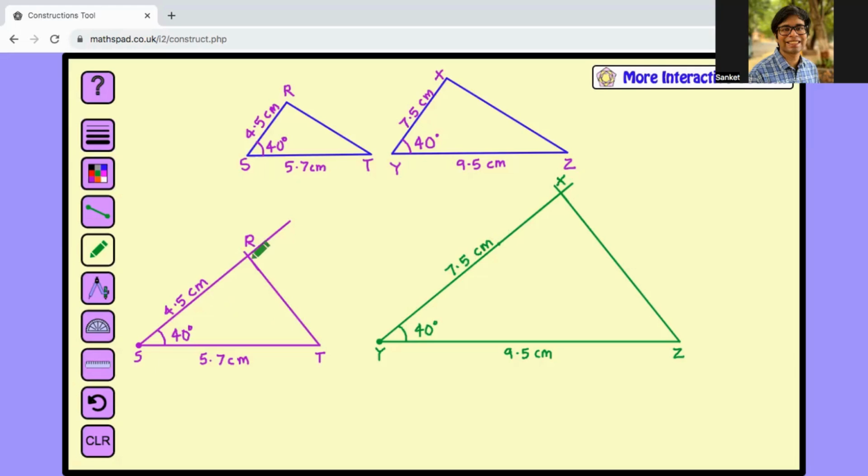So as the question asked us, we have constructed triangle RST as well as triangle XYZ. The two triangles are similar to each other. With that, we are done with our construction.